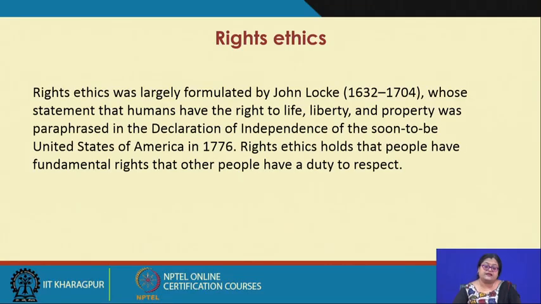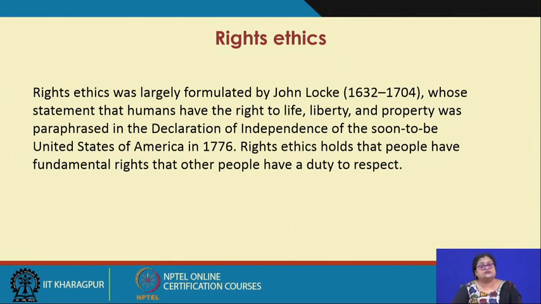When you are talking of rights ethics, it was formulated by John Locke, whose statement that humans have a right to life, liberty and property was paraphrased in the Declaration of Independence of the soon to be United States of America in 1776. Rights ethics holds that people have fundamental rights that other people have a duty to respect. So, please follow these lines.